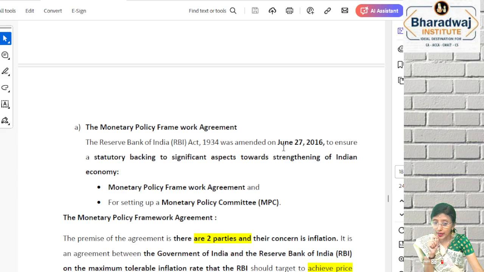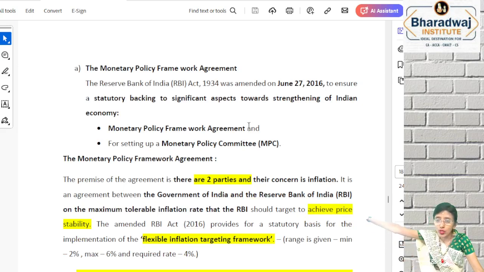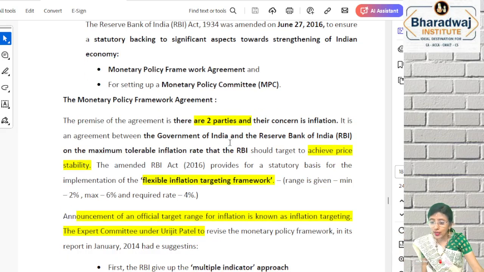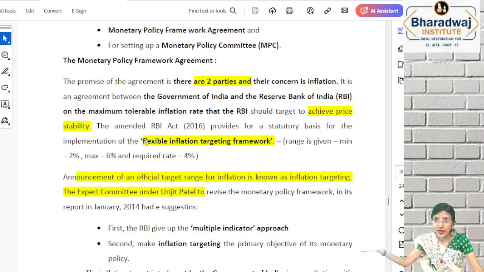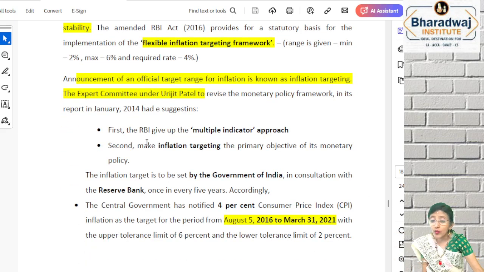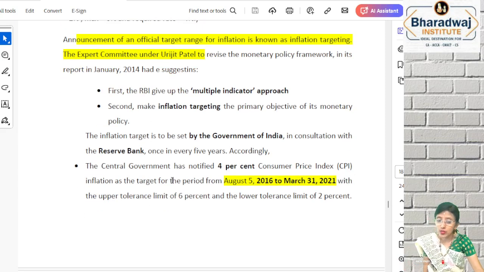Look at this act, which was amended in the year. The RBI Act was amended on June 27, 2016. Why? It wanted to have these two: an agreement and a committee. So what is the agreement? Who are the two parties? The inflation target is 4 percent, with a band of 2 and 6. Remember that. And the important dates regarding this are also there.